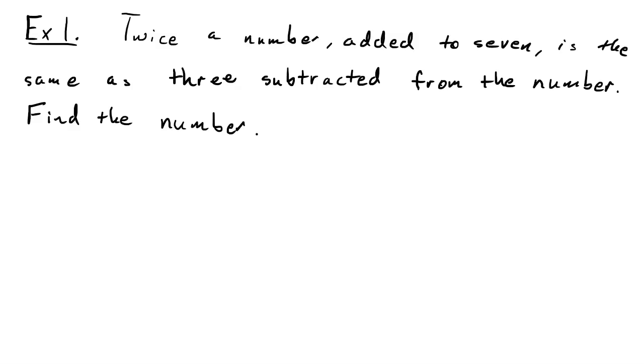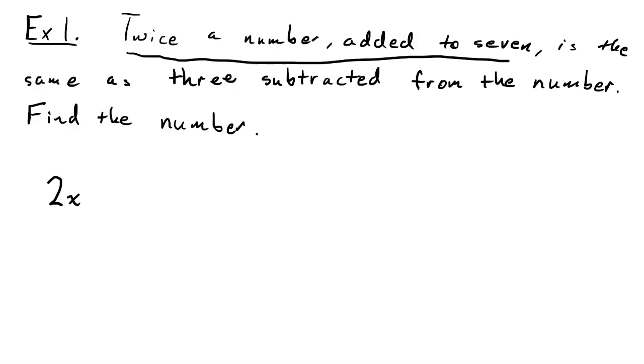We're going to start off with a problem that tells you twice a number, added to 7, is the same as 3 subtracted from the number. Find the number. So twice a number, added to 7. Let's take that phrase first. Twice a number is what we're going to do first: 2 times x, added to 7.